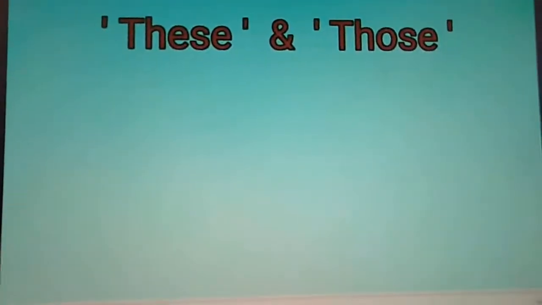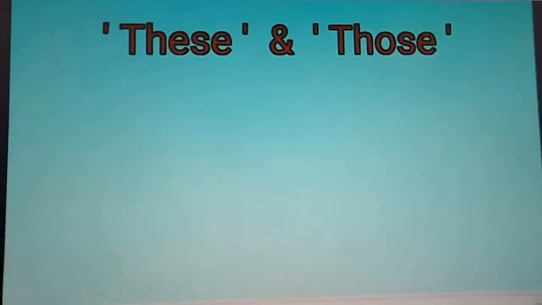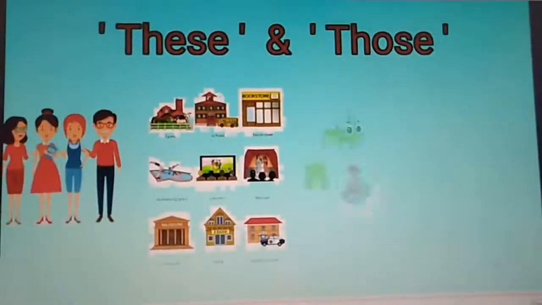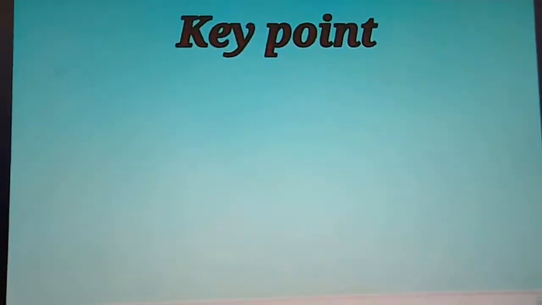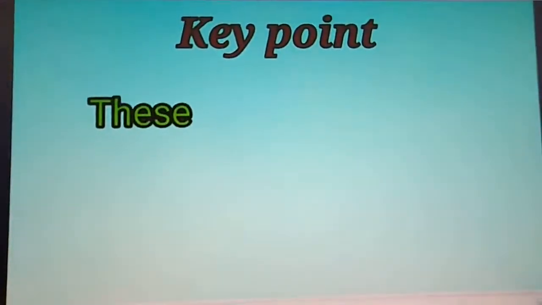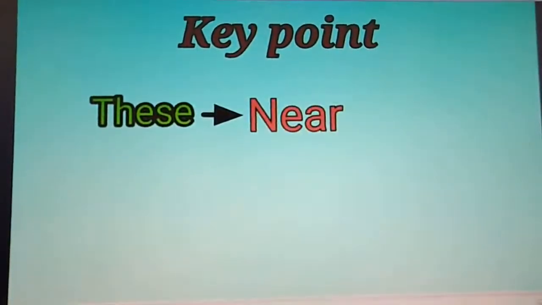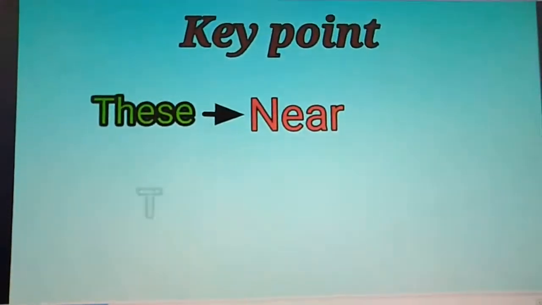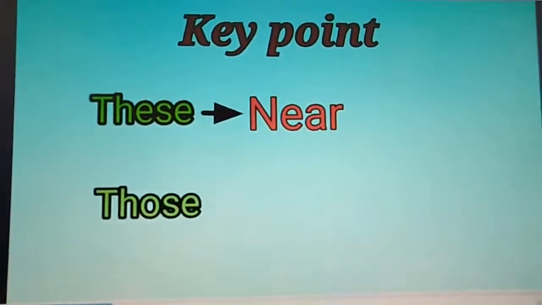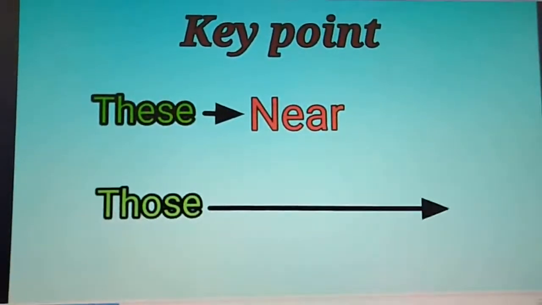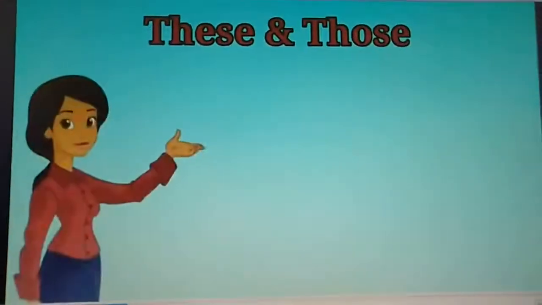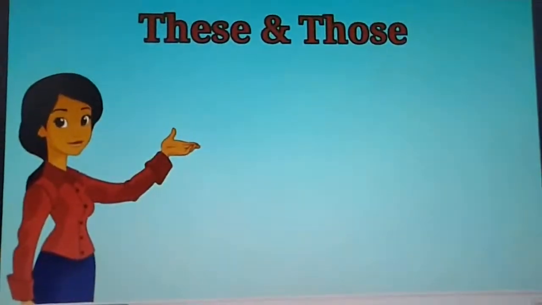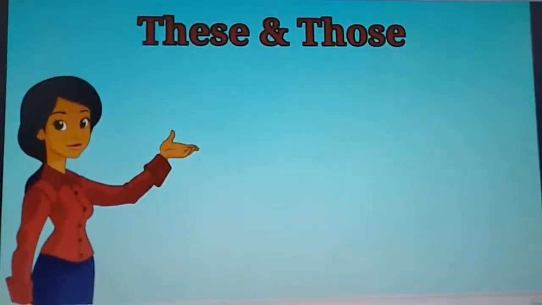So, now children, we will learn these and those. Here you can see some of the pictures which are close and which are far away. The key point to identify the things where we have to use these and those. These is used for the things which are near, and those is used for the things which are far from us. So, these and those.